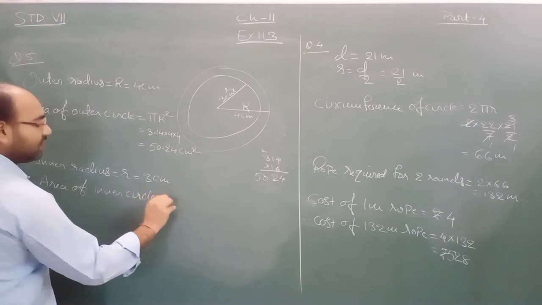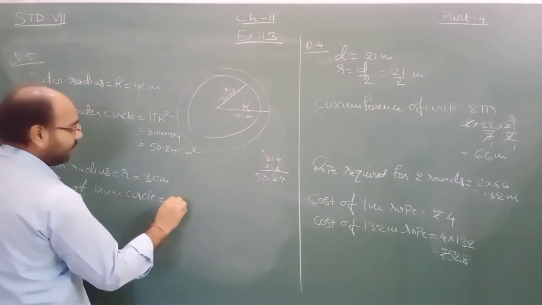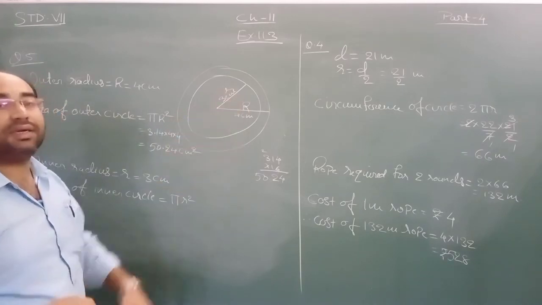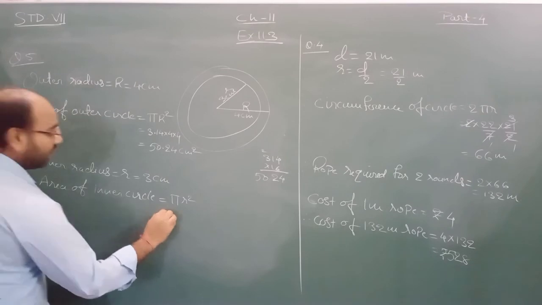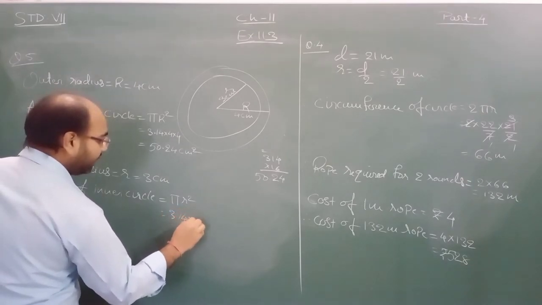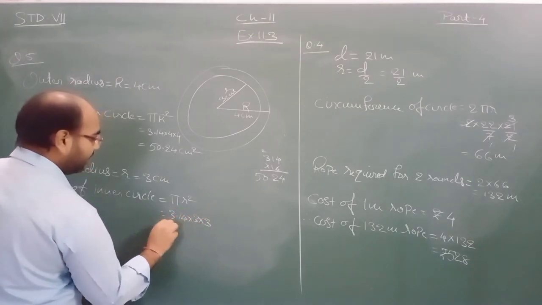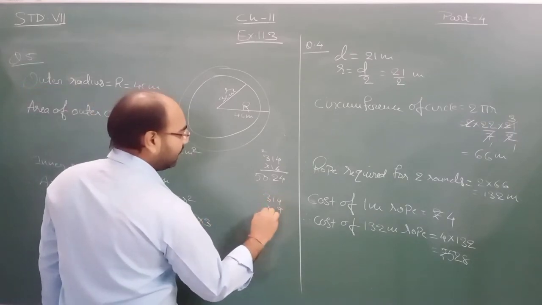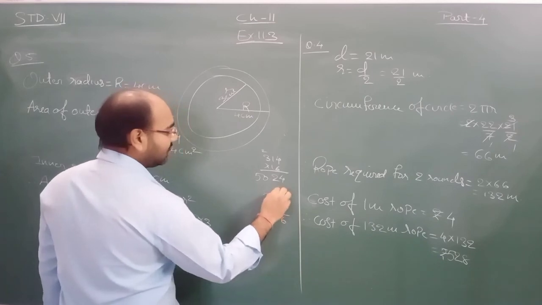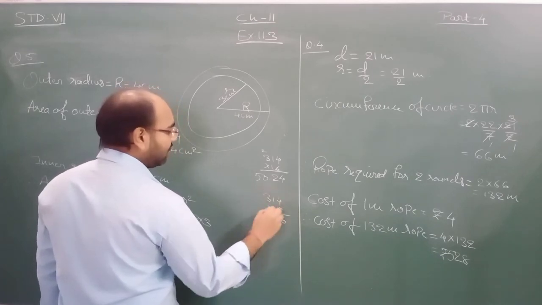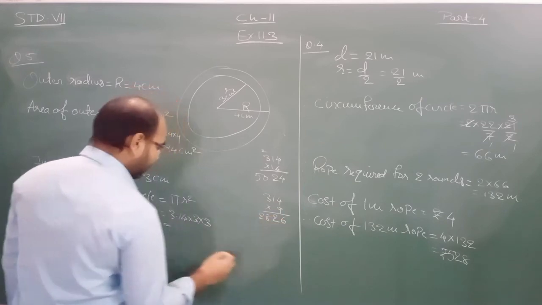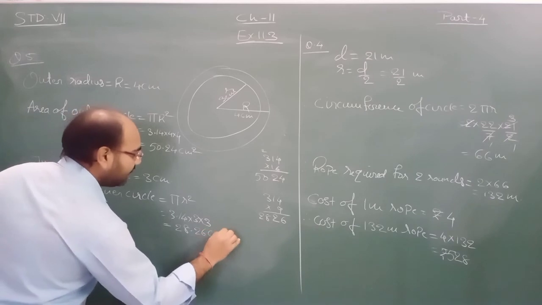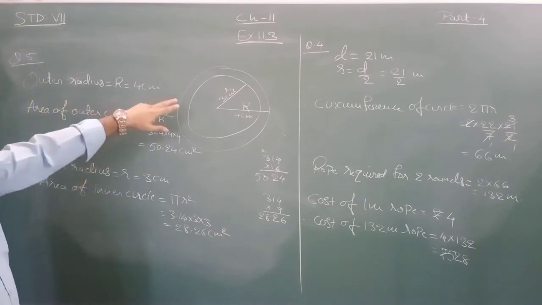So area of inner circle is equal to what, again pi r square. Here we will use small r only because we had considered it as small r. So again 3.14 into 3 into 3, so 3 3s is 9, means 314 into 9, so 36, 3, 12, 1 and 28. So our answer comes 28.26 centimeter square. Now the area of both circles has come.